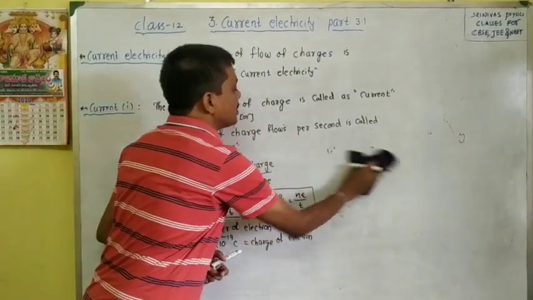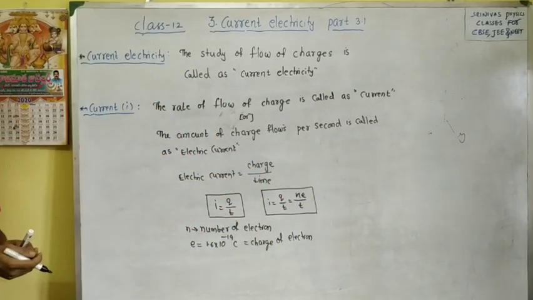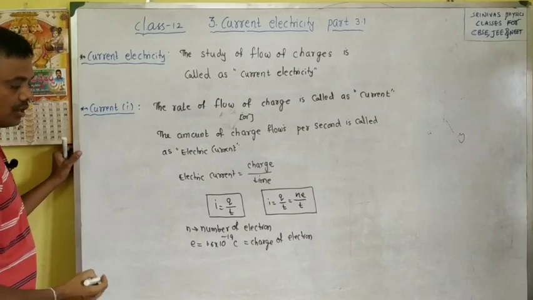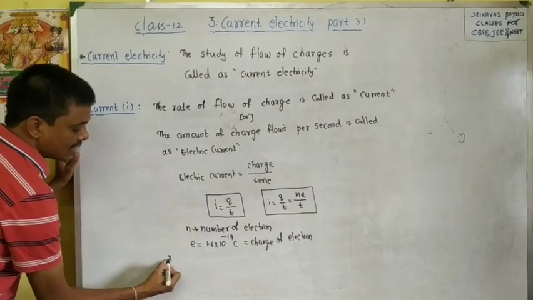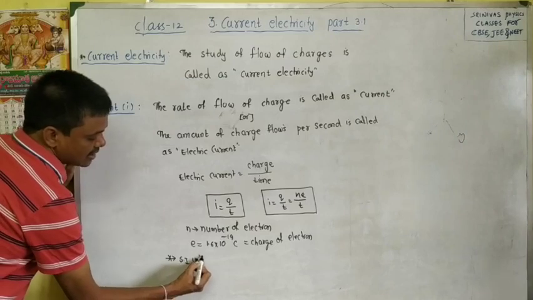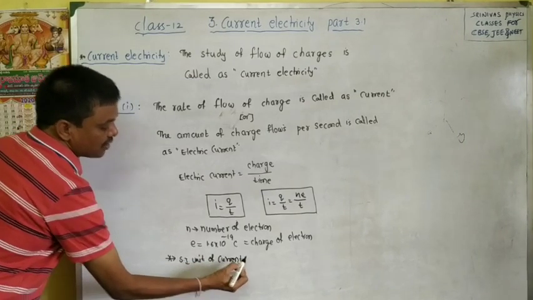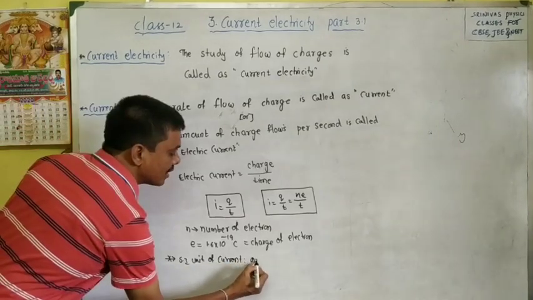And what is the unit of the current? And what is the direction of the current? Whether the current is a vector or scalar, that we are going to discuss. First I will tell the SI unit of current. The SI unit of current is ampere, right?